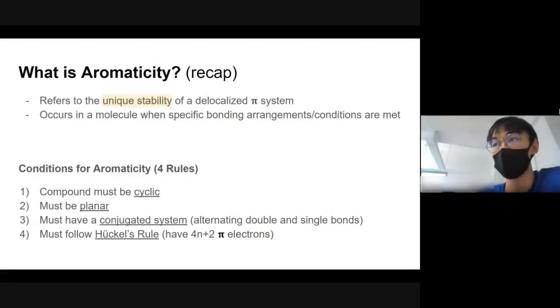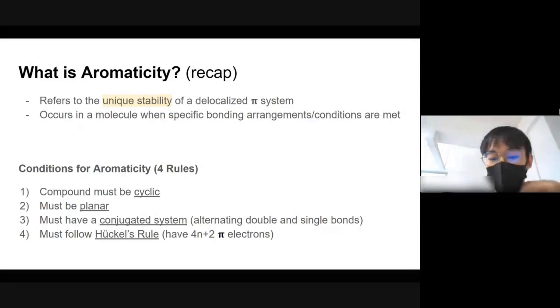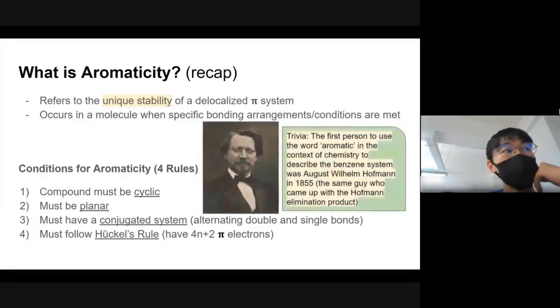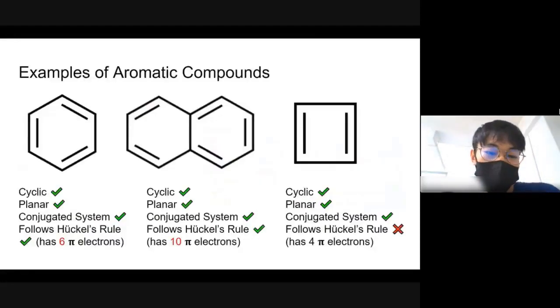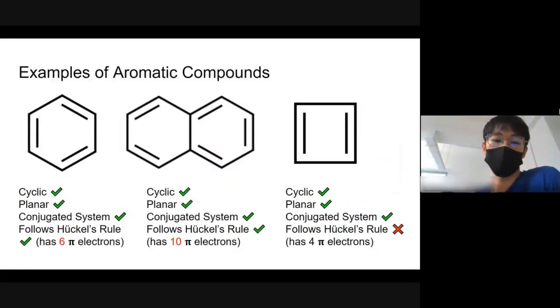So the four conditions for that stability, the four rules: one, the compound must be cyclic, it must be planar, it must have a conjugated system of alternating double and single bonds, and lastly, it must follow Hückel's rule, which means that it must have 4n plus 2 pi electrons within the system. And some trivia: the guy who came up with the word was the same guy that came up with the Hofmann elimination product. But yeah, now we can go through a bit of examples.